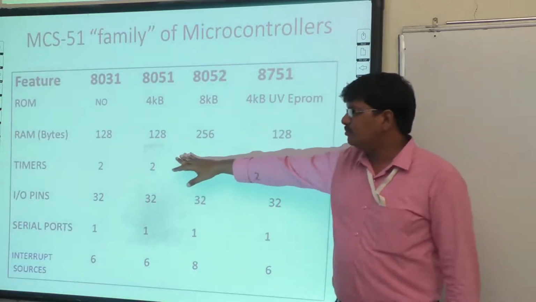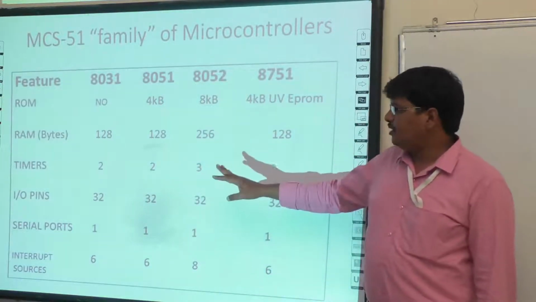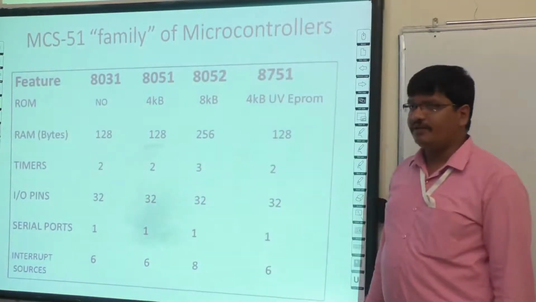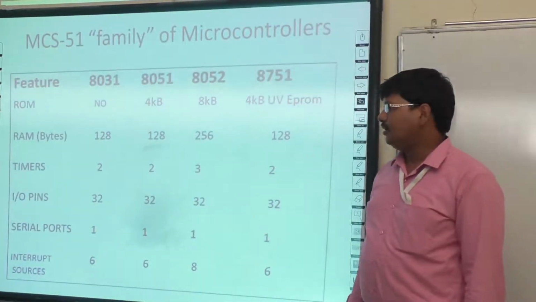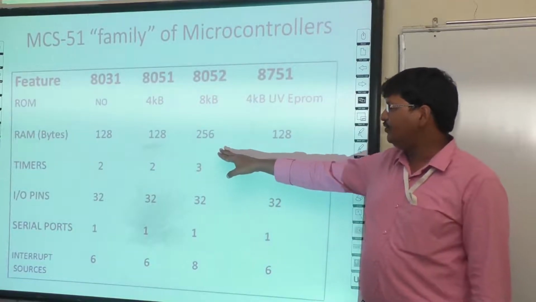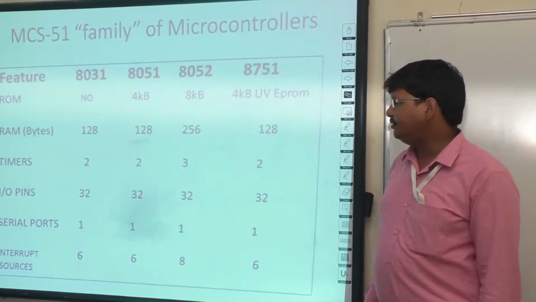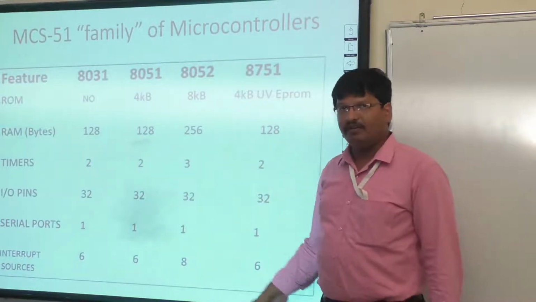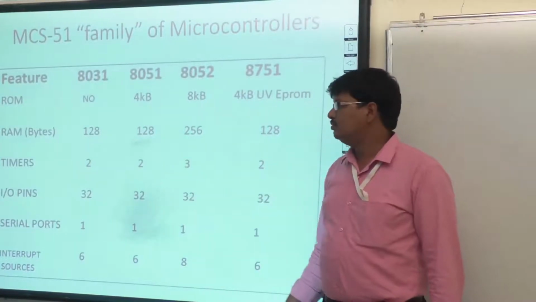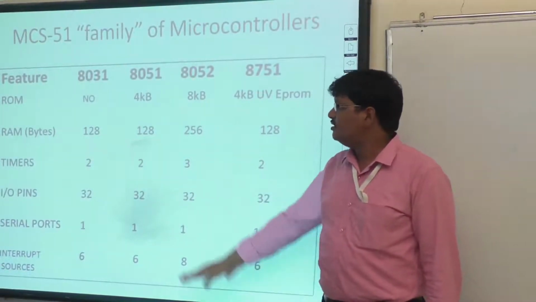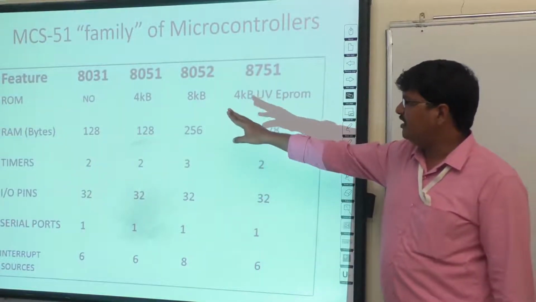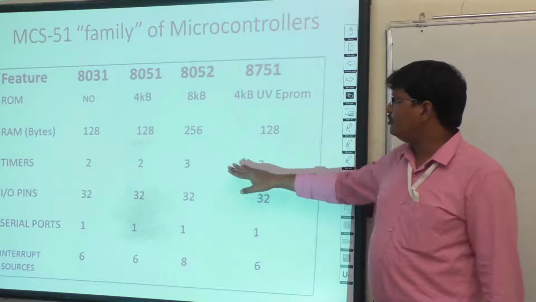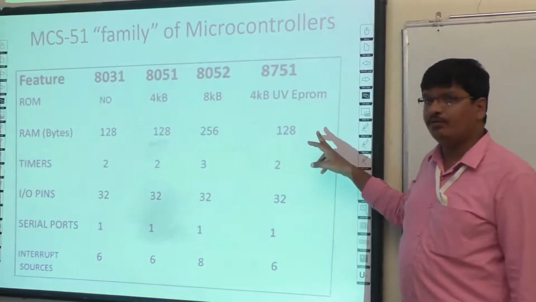So next one is RAM. RAM is also called data memory. In 8031 it has 128 bytes of data memory. In case of 8051 it has 128 bytes. Here 8052 has 256 bytes and 8751 has 128 bytes. Timer. The timer unit is a deciding factor for the system clock and for synchronizing the system with the external peripheral device. So timer for 8031 is 2, 8051 is 2, 8052 is 3 and 8751 is 2.